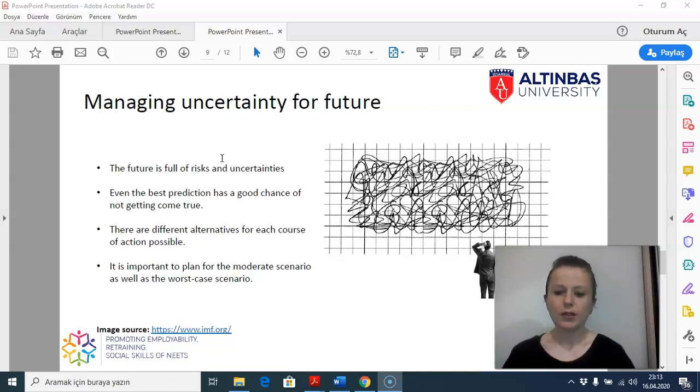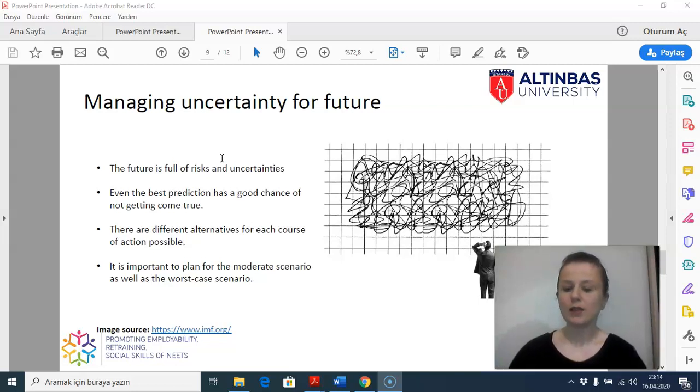No matter whether there is uncertainty or not, we can still manage it. We can take some necessary actions from today, even if the risk does not come true. There are different alternatives for each course of action, of course. It's like parallel universes. Each action that you take will lead to some end. It is important to plan for moderate scenarios as well as worst-case scenarios.